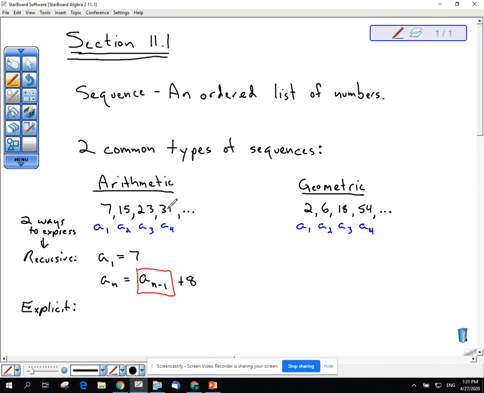Okay, but don't I know what A sub 4 is? It's 31. So to find A sub 5, I take A sub 4, which is 31, and I plug that in for the red box. 31 plus 8 would give me the 39.